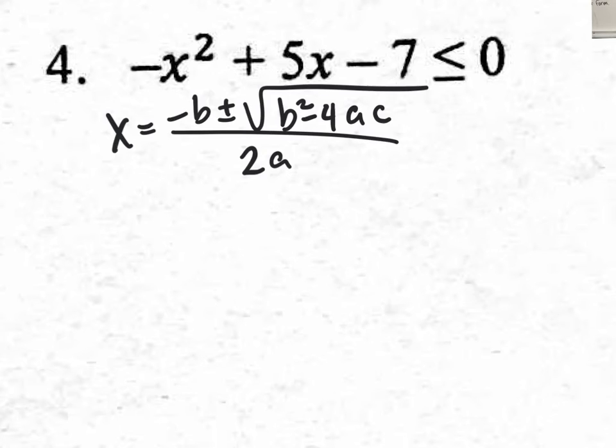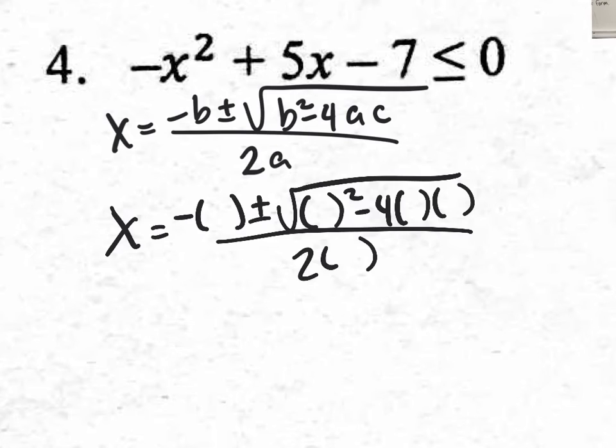When you use the quadratic formula, use parentheses instead of the variables. And of course, identify your A is negative 1, your B is 5, your C is negative 7. So your B is 5, plug it in right there and right there. Your A value is negative 1, plug it in right there and right there. And your C is negative 7, plug it in right there.